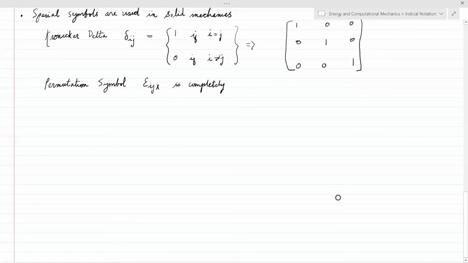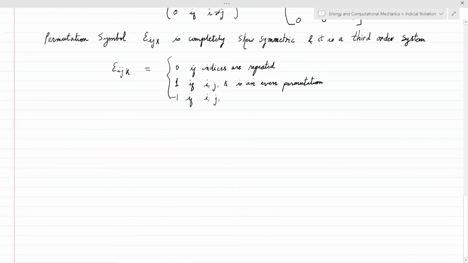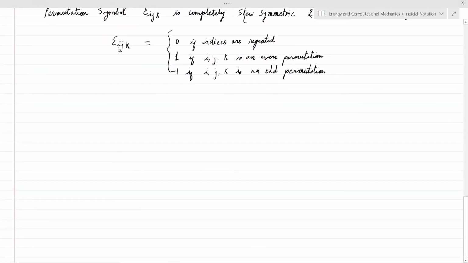So the permutation symbol epsilon ijk is completely skew symmetric, and that's another one that we're going to be using. And it is a third order system because it has three indices, as you can see here, i, j, and k. And so if any of these indices are repeated, then epsilon ijk is 0. And I will show you how to do this.